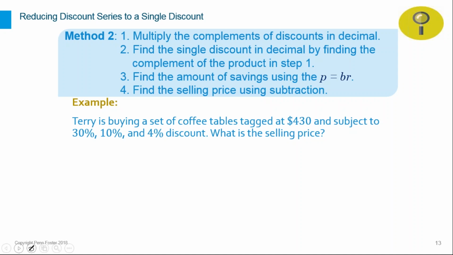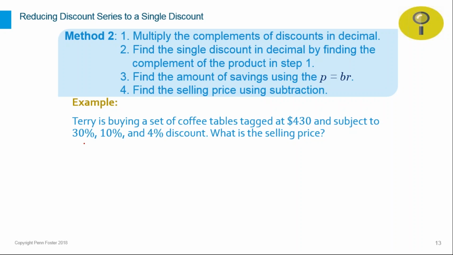So again, it's the same question. The coffee table sets $430 as the tag price. We're having 30%, 10%, and 4% off. On the top, you're going to have the steps for this method. The first step you need to find the complements of the discounts in decimal. Remember, the complements are the percent that if you add it to the discount, it will give you 100%.